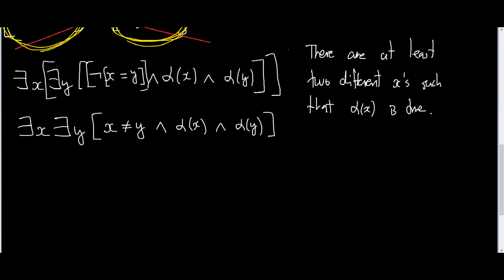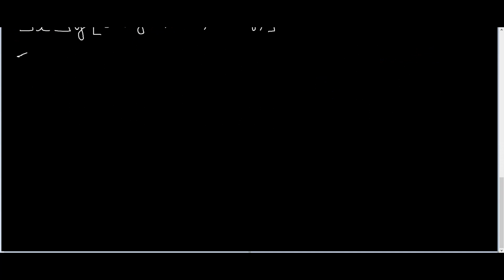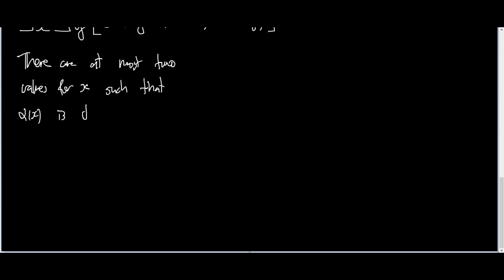So what if now we want to say not at least two, but at most two? So instead of saying here there are at least two different x's, we now want to say there are at most two. How do we do that? There are at most two values for x such that alpha x is true. How do we say that in the symbolic mathematical language?